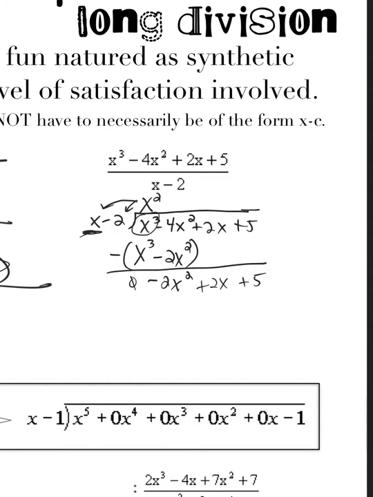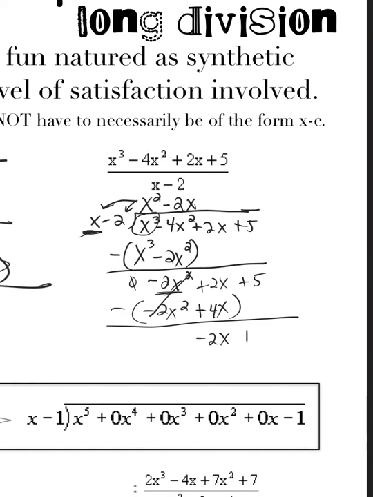And now I get to focus again on this term for what I need to put on the top. So I ask myself, what do I multiply x by to get negative 2x squared? So if I multiply x by negative 2x, negative 2x times x is negative 2x squared. Negative 2x times negative 2 is positive 4x. I'm going to subtract this from what is above. The first cancels. My 2x is combined with a negative 4x, and I pull my plus 5 down.